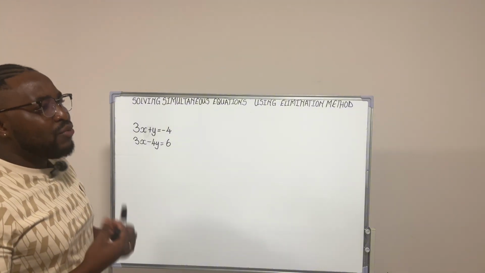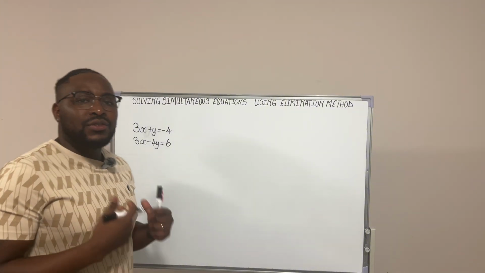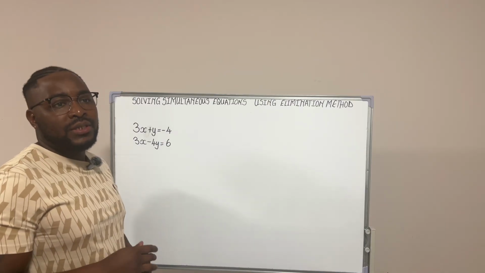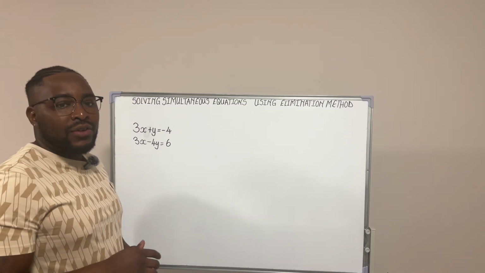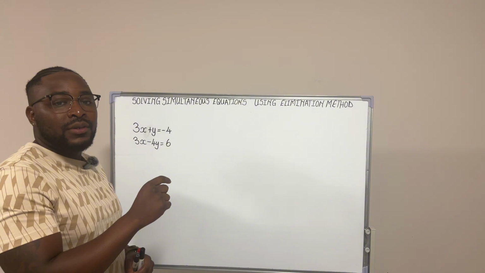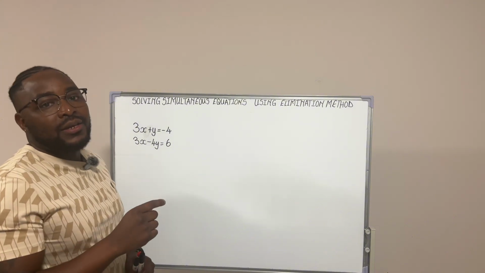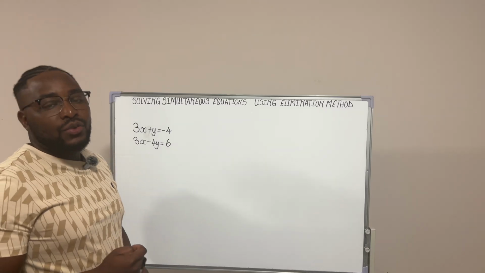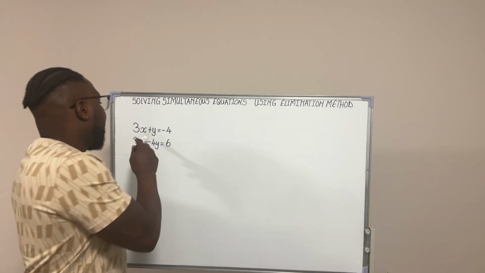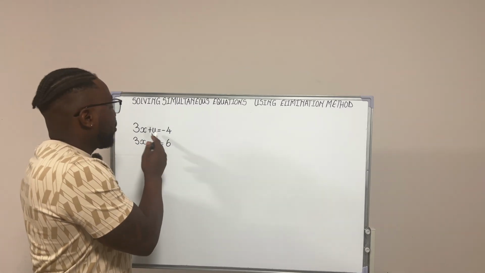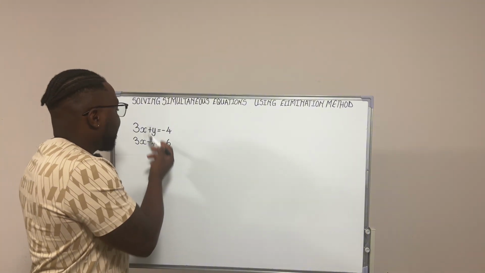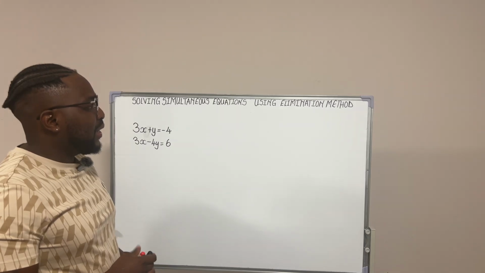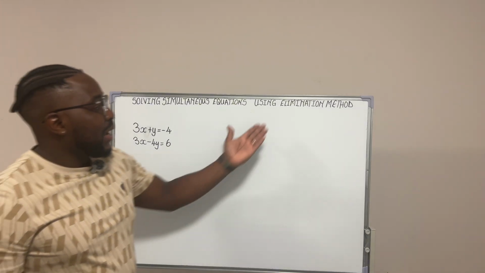So how do we solve simultaneous equations? We solve them by finding the value of x and y that work in both equations. So we are finding the value of x and the value of y that would work in both equations.